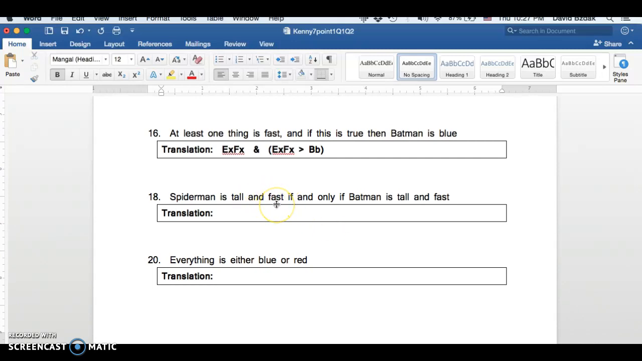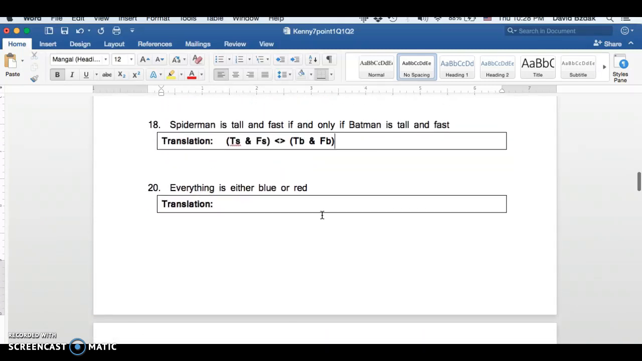Okay, 18. Spider-Man is tall and fast if and only if Batman is tall and fast. Alright? So let's put our if and only if in there. Our first part here is Spider-Man is tall and fast. Again, notice there's no quantifier there. There's no nothing, everything, all, none. It's just Spider-Man is tall and Spider-Man is fast. Right? So is tall, capital T, S, Spider-Man. Okay, if and only if, then what comes after that? Batman is tall and fast. So again, no quantifiers. Batman is tall and Batman is fast. Okay? So don't look for places to put quantifiers when there's no need for them.